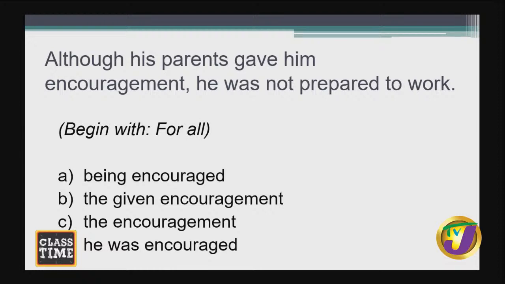So here's our first example now. So again, although his parents gave him encouragement, he was not prepared to work. Now you are to start it with for all. Now this one is a little tricky because not all of us use that particular phrase in this way. So for all of what did he do? What happens? So you're looking at your meaning segments. You have although his parents gave him encouragement. And then you have he was not prepared to work. So where would the for all best fit? For all of what?